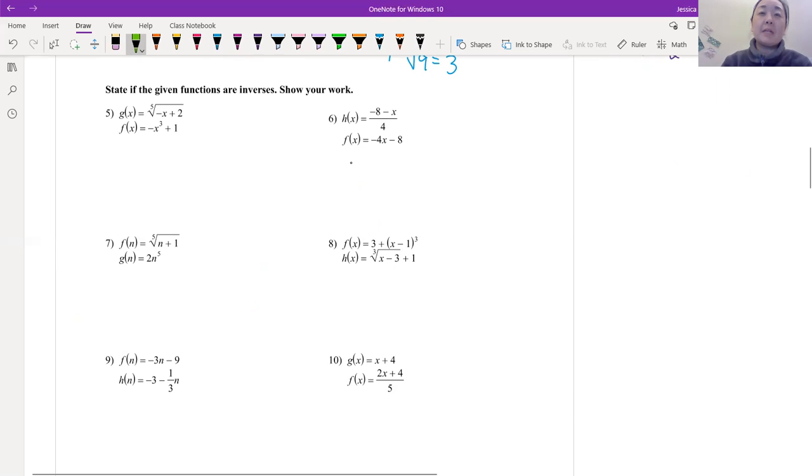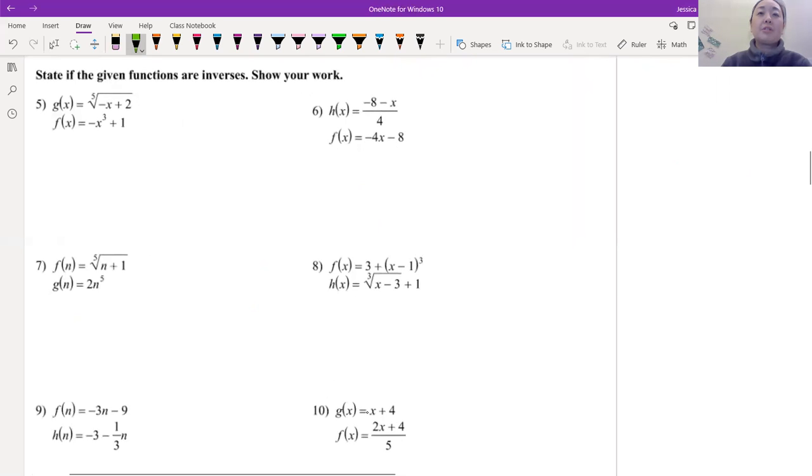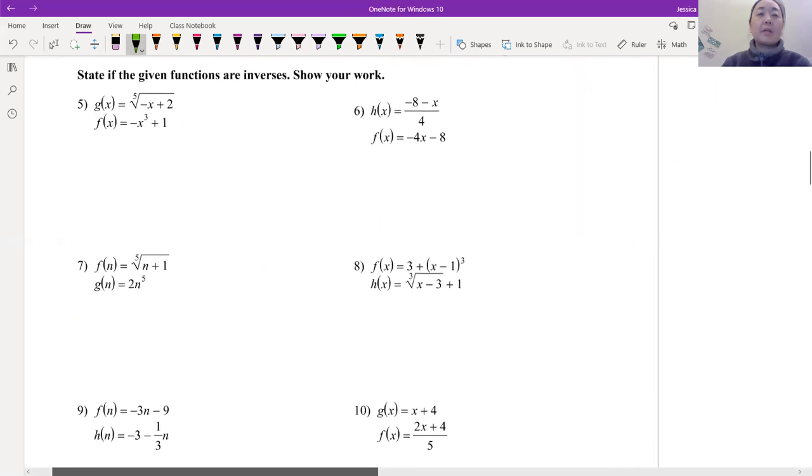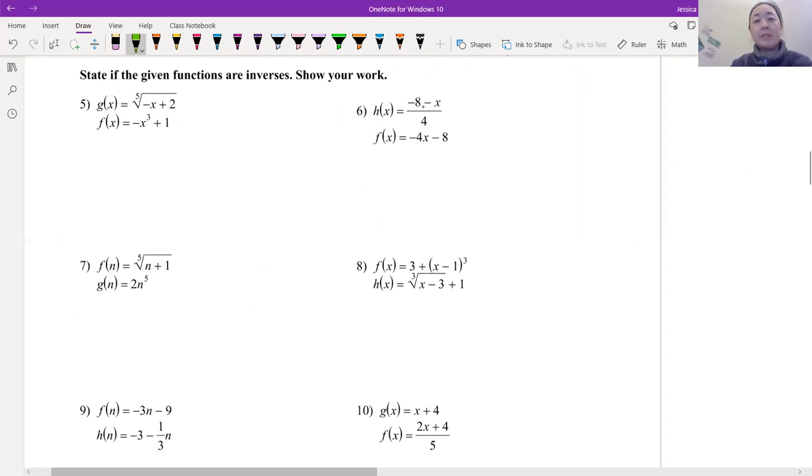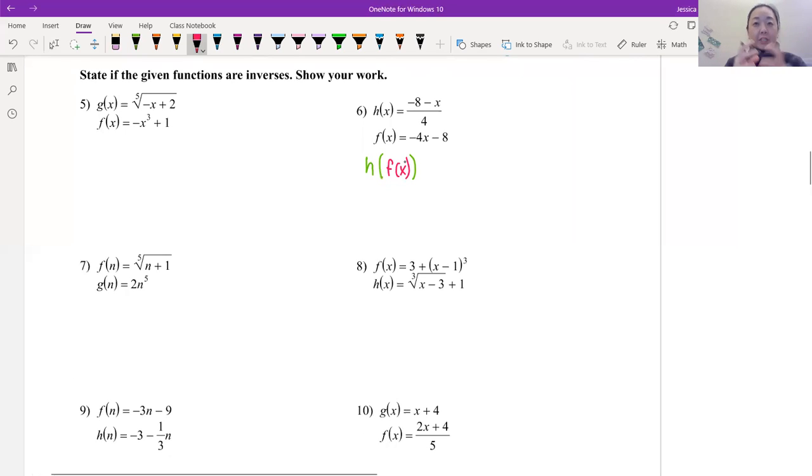All right, so the first step is we want to, let me actually go a little bit larger so you can see it on the screen a little bit. So number 6, we'll just try this. And honestly, it doesn't matter which way you do first, but I'm just going to go h of f of x. So we're going to put in the f of x function inside of h of x. Think of it like one of those Russian dolls where they have a doll inside a doll. So we're putting f of x inside of h. Okay. That's literally what we're doing.